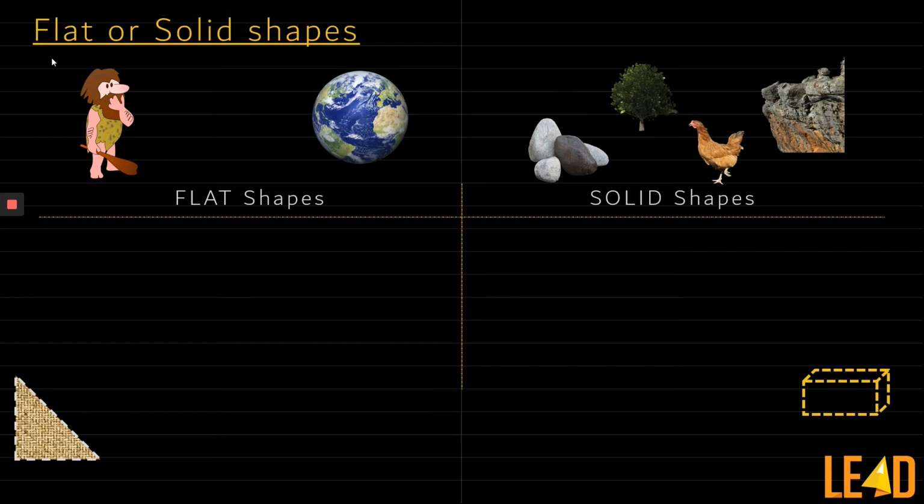So let's use this to talk about it. Of course, from the name, you could already figure out that flat shapes would mean shapes that are flat, and solid shapes would mean shapes that are solid. But let's explore them in detail. So flat shapes exist in 2 dimensions. What that means is that, okay, let's do a detour here and talk a bit about dimensions.